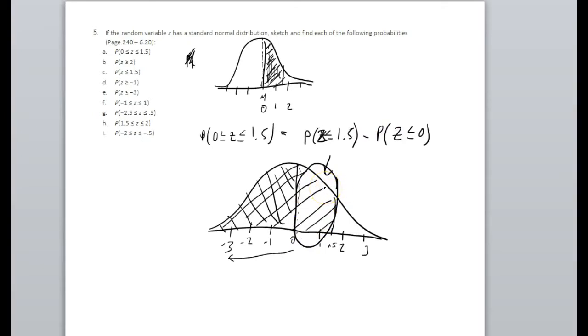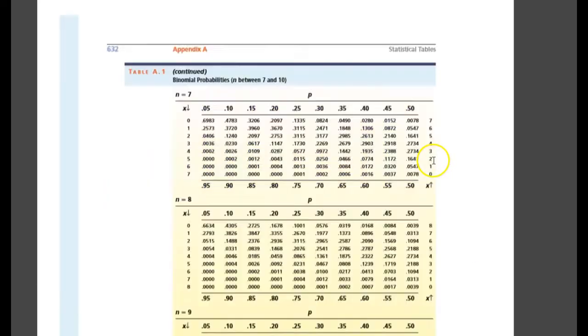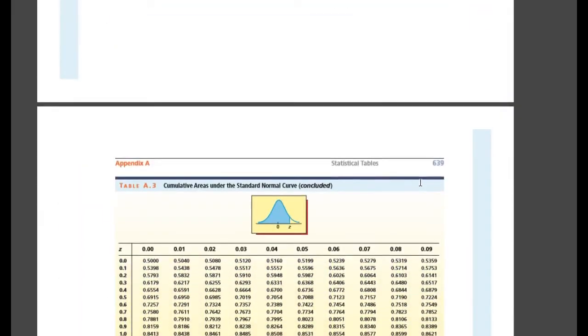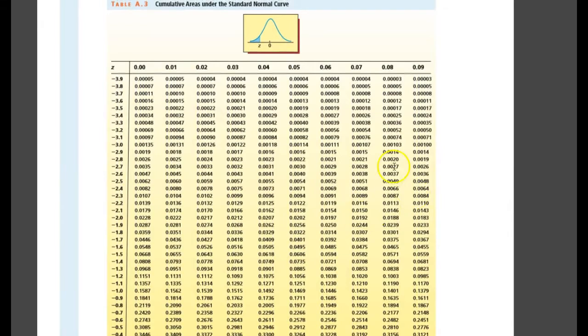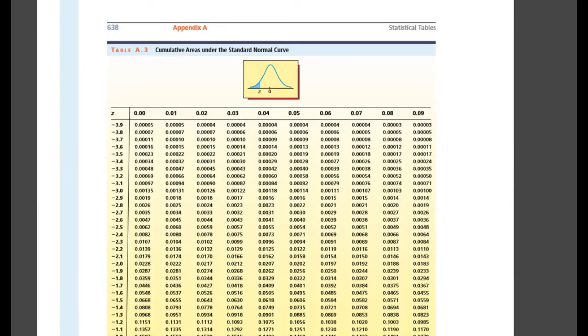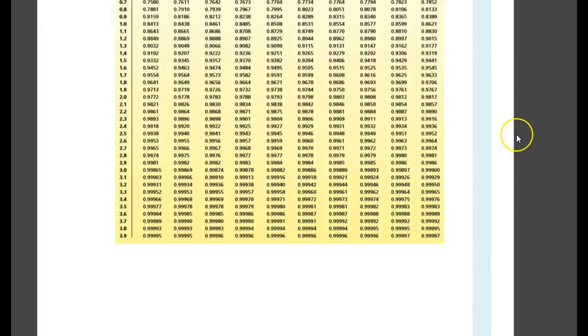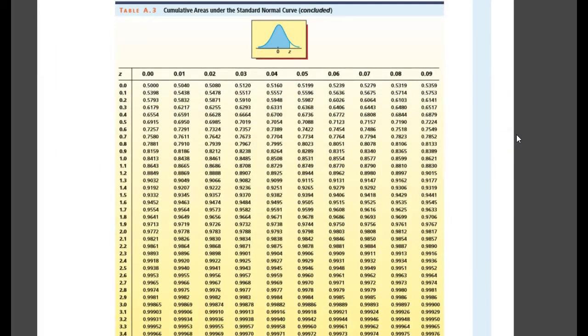Okay, so we're going to go over to the table, and let me find the normal curve. Okay, so the normal curve looks like it is table A3. So the way that we do this, we're first going to find our first z value. I believe our first z value was 1.5. And so we scroll down here on the z table, we look for 1.5.